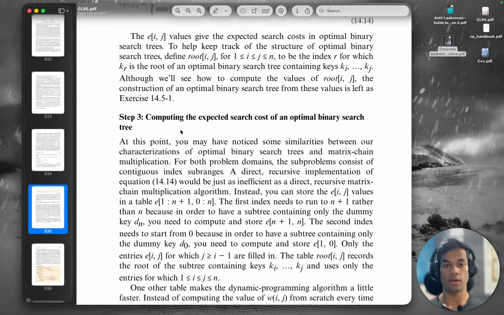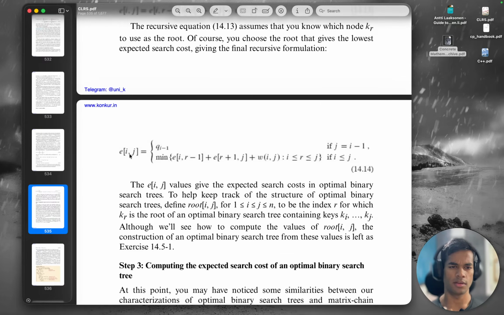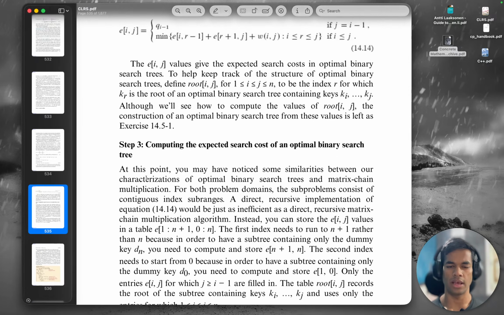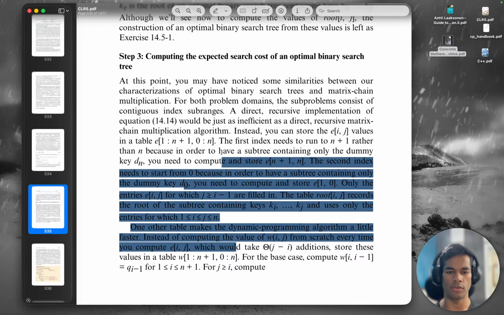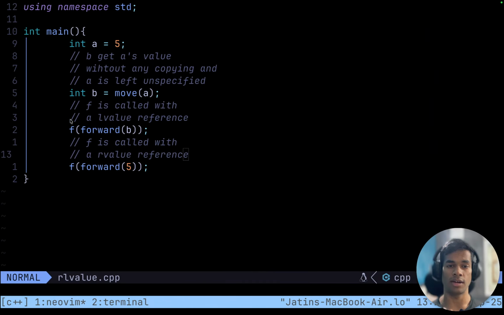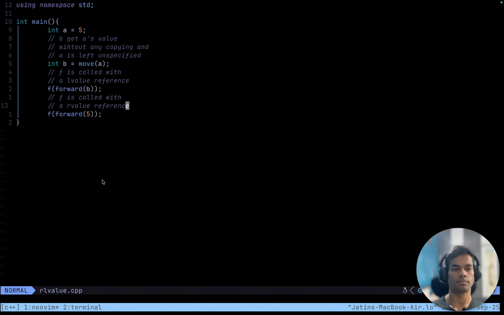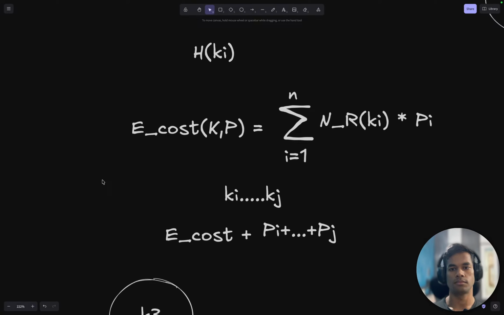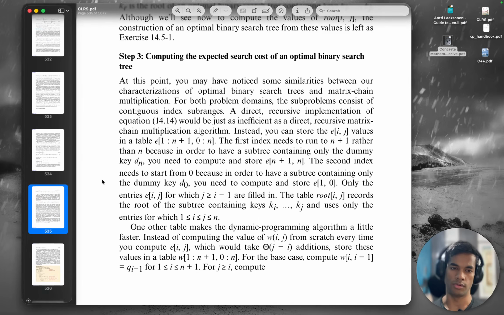Now, computing the expected search cost of an optimal search tree. We can write an iterative solution or we can write a recursive solution. And I do not have the interface to interact with the binary search tree, so this is what we are going to do.